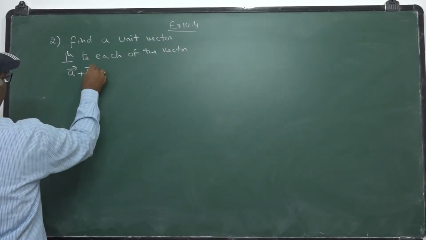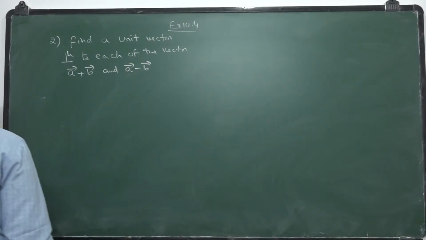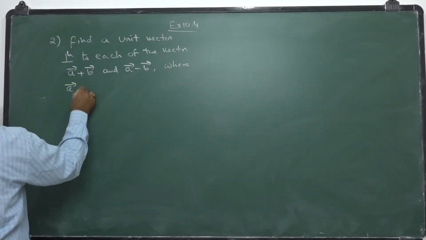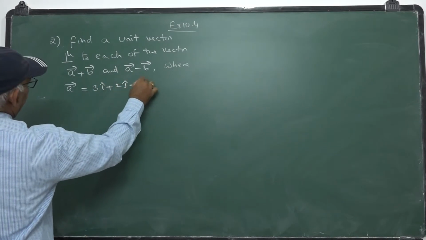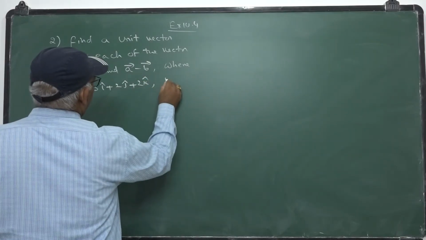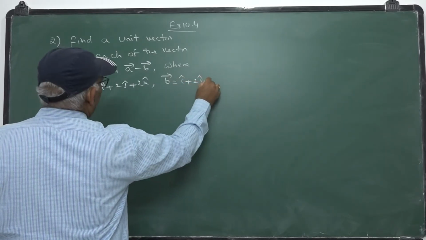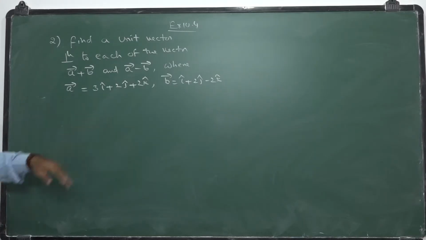a bar plus b bar and a bar minus b bar, where a bar equal to 3i plus 2j plus 2k, b bar equal to i plus 2j minus 2k. Find a unit vector perpendicular to each of the vectors a bar plus b bar and a bar minus b bar, where a bar and b bar are as given.